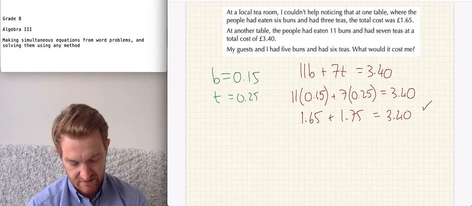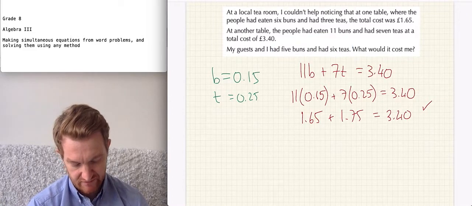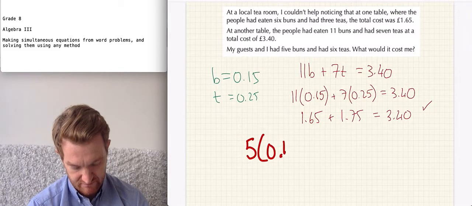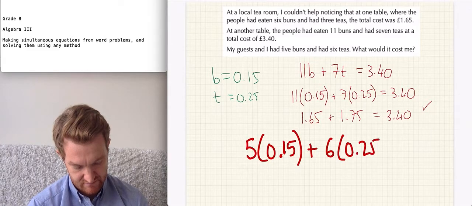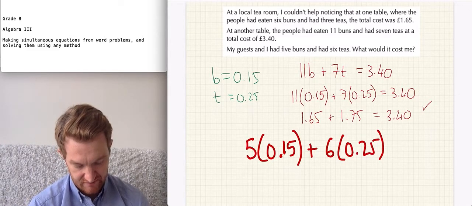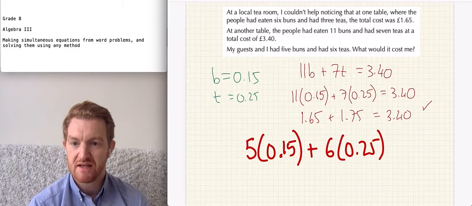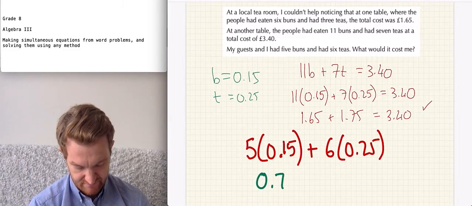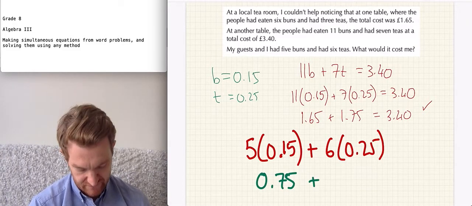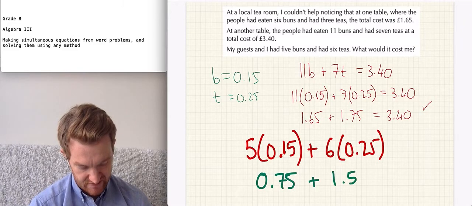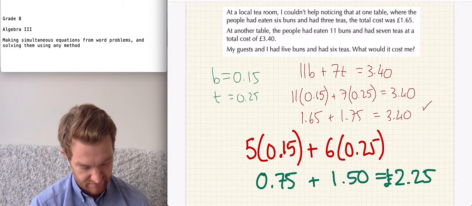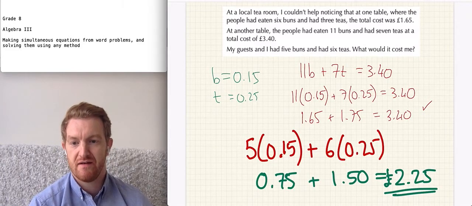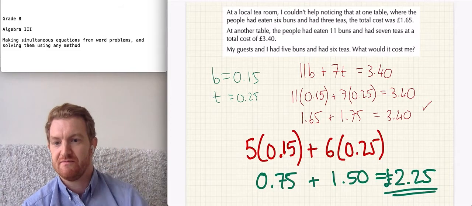Finally, let's make the last equation. 5 and 6, we're trying to find out the cost. So we're saying 5 buns and 6 teas. We're trying to work out the value of that. Well, that's going to be 5 15s are 75, 6 25s are 150, and we add those together and we get 225. So if you got 225, great job.